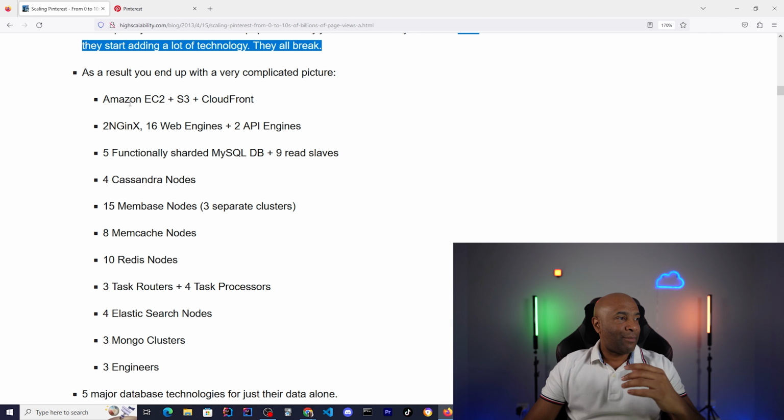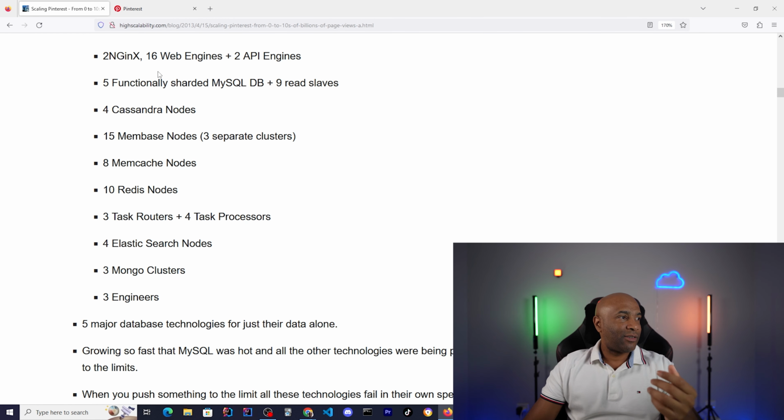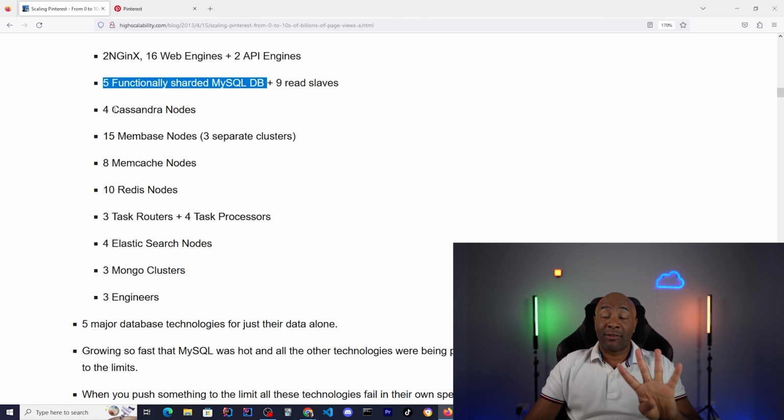They were still using Amazon EC2, S3, and CloudFront. They now had 2 Nginx, 16 web engines and 2 API engines, 5 functionally sharded MySQL databases plus 9 read slaves, 4 Cassandra nodes. Now they also added Cassandra to their landscape, 15 Membase nodes in 3 separate clusters, 8 Memcached nodes, 10 Redis nodes, 3 task routers plus 4 task processors, 4 Elasticsearch nodes, plus 3 MongoDB clusters, and now they have 3 engineers.